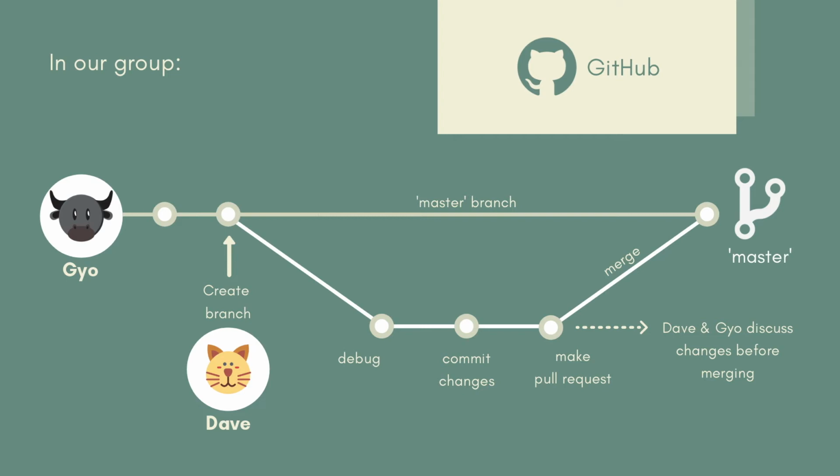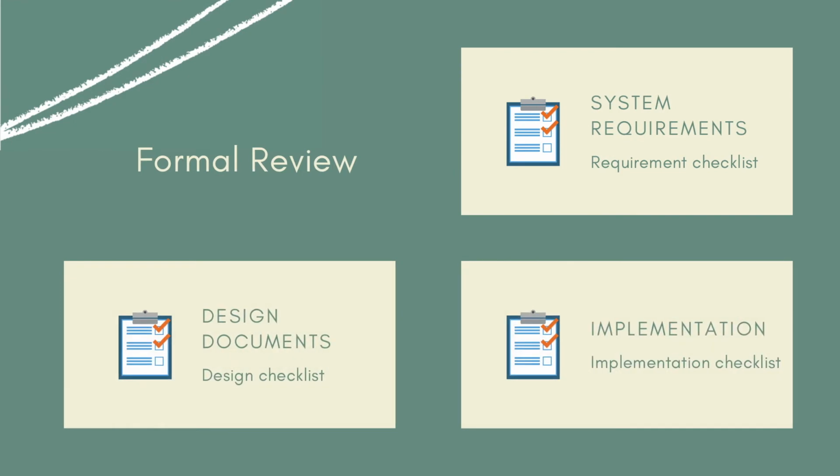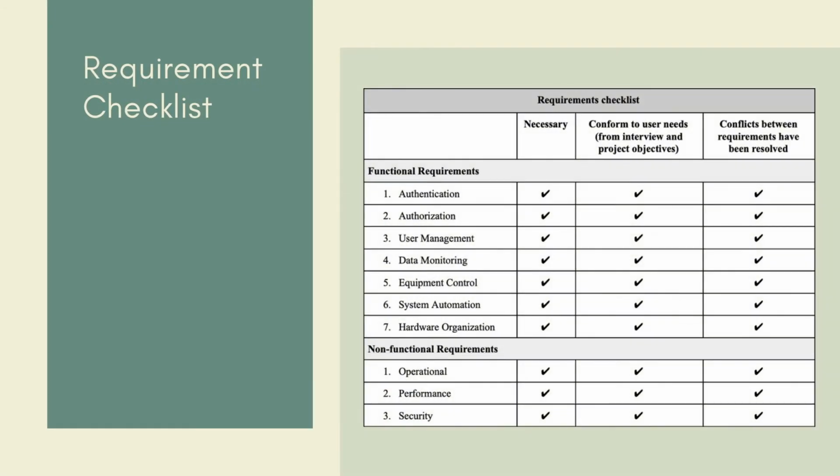With this kind of implementation, you can see that Gil focuses on the functionality of the code, and Dave does the quality assurance and some correction. System requirements, design documents, and the implementation are reviewed with a formal technical review approach. For the requirement checklist, we check if it's necessary, if it conforms to the user's need, and if the conflicts between requirements have been resolved.